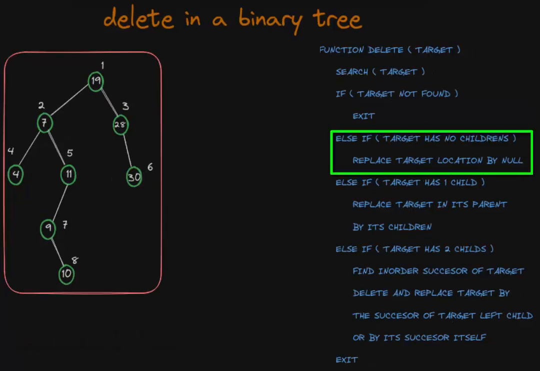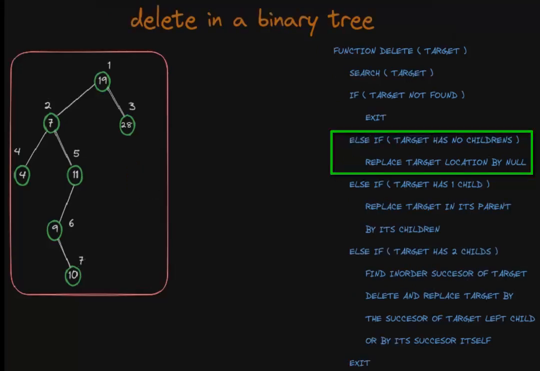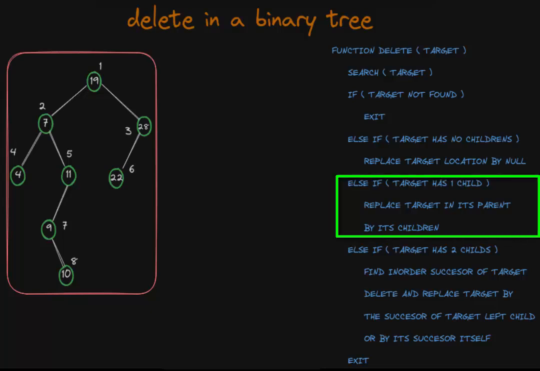Second case, we want to delete the node with 30. This one has no children, so it's just wiped out. Third case, we want to delete 9, which has one single child. It will be replaced by its only child.